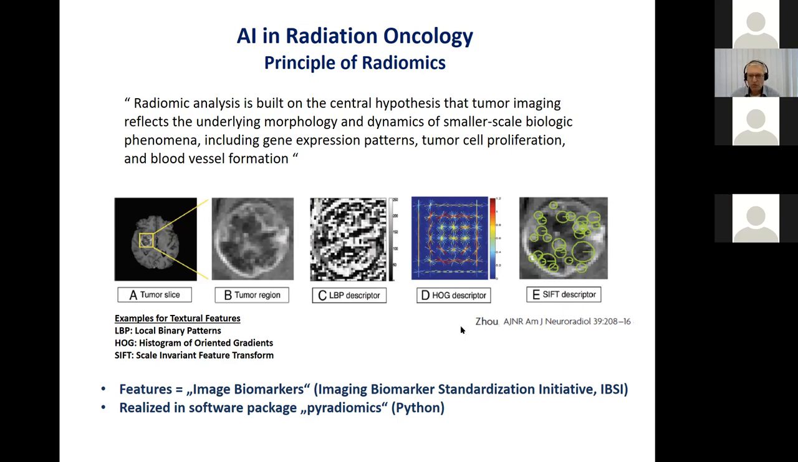And normally from this analysis, you get one feature value for the whole tumor for each feature. So if you have 1,000 features, you get 1,000 values for the tumor, and for another tumor, you get another 1,000 values. These features can then be used as image biomarkers. And they have already been standardized by an initiative which is called Imaging Biomarker Standardization Initiative. And there's already software available. The prominent is PyRadiomics, and this software has already many of these standardized features implemented. So you don't have to redefine them.